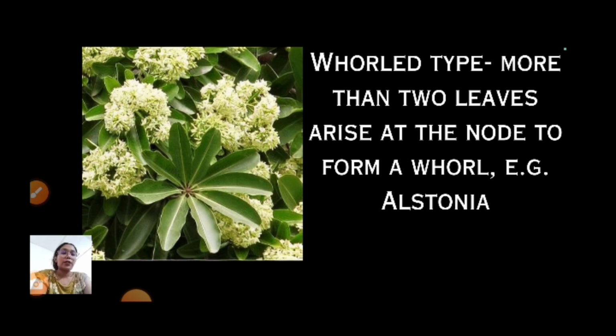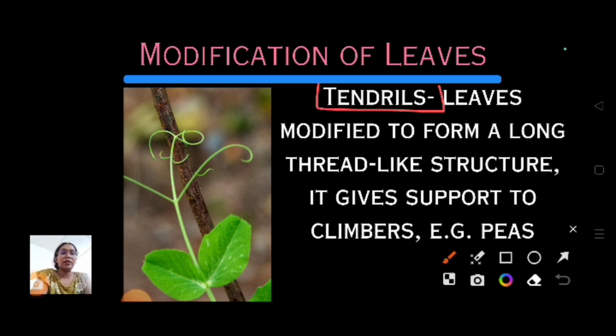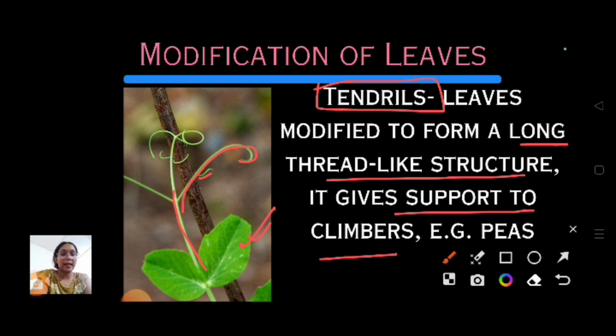Okay. So moving on to the next slide, let's go to the next topic, that is modification of leaf. So first modification is tendrils. You can see in this picture, these are tendrils for support. This is a pea plant. Leaves modify to form a long thread-like structure. It usually gives support to the climber, and it is a leaf modification, like in pea. Is it clear?